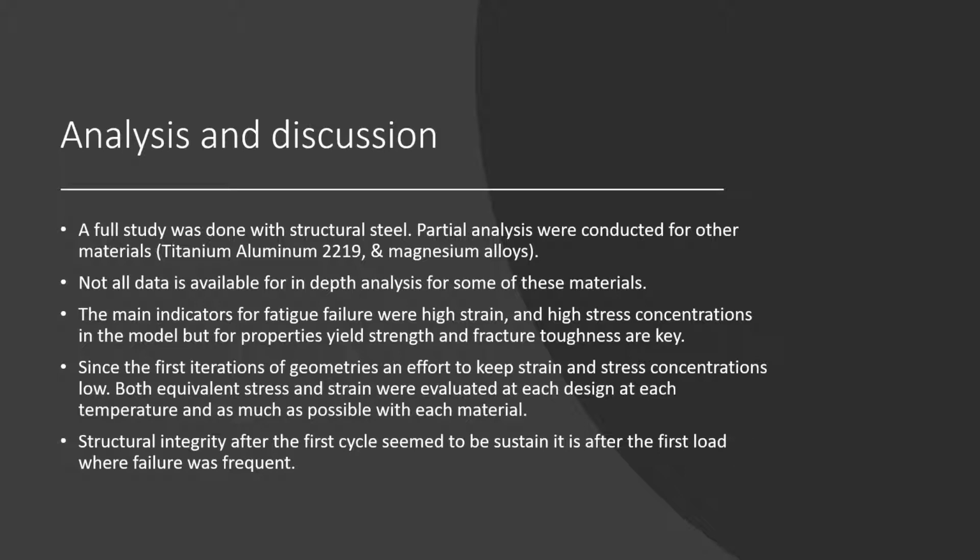Again, a full study was done with the structural steel. Partial analyses were conducted for other materials: titanium, aluminum, and magnesium alloy. Not all data was available for in-depth analysis for some of these materials. Some of the main indicators for fatigue failure were high strain and high stress concentrations in the model, but for properties, yield strength and fracture toughness were key. That's something we were particularly interested in for every design.